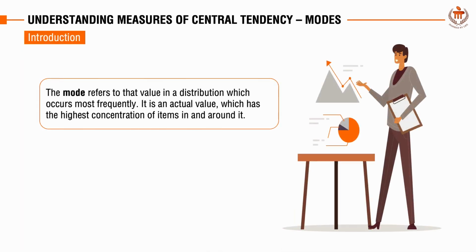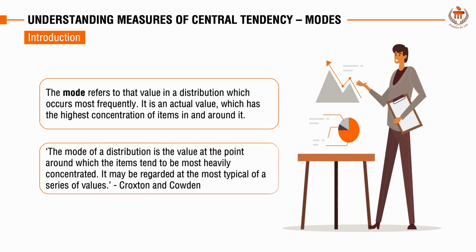So talking about mode, basically the mode refers to the value in the distribution which occurs most frequently. It is an actual value which has the highest concentration of items in and around it. According to Croxton and Cowden, the mode of a distribution is the value at the point around which the items tend to be most heavily concentrated. It may be regarded as the most typical of a series of values.